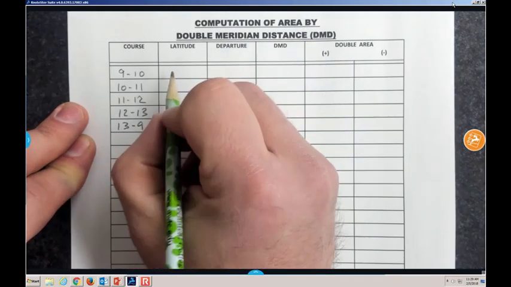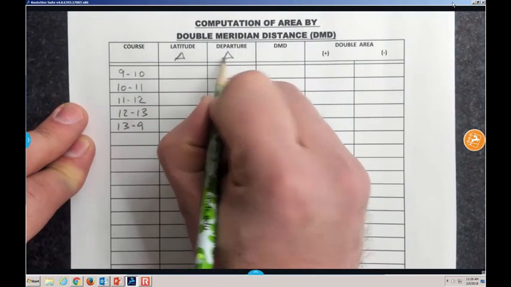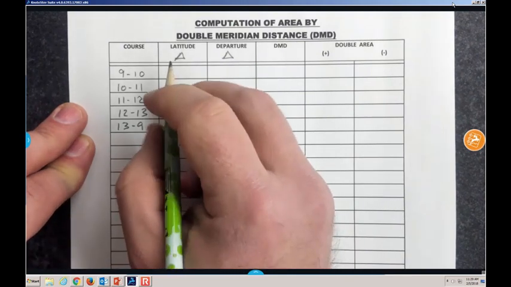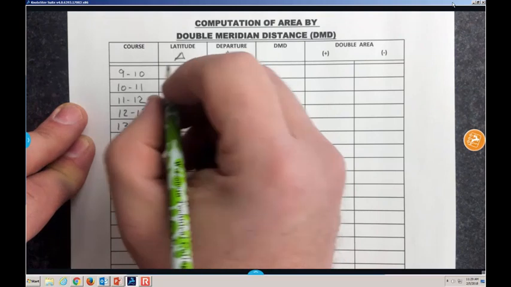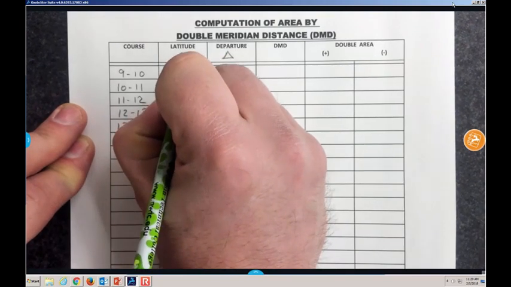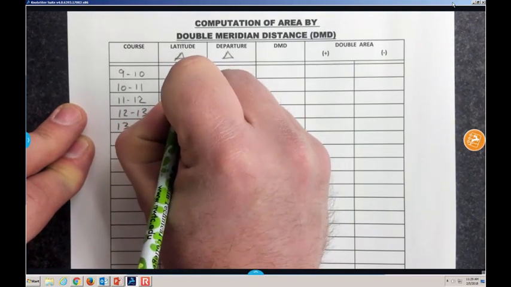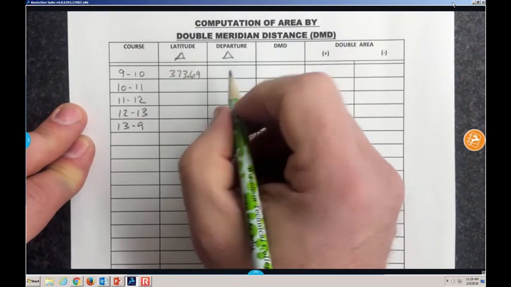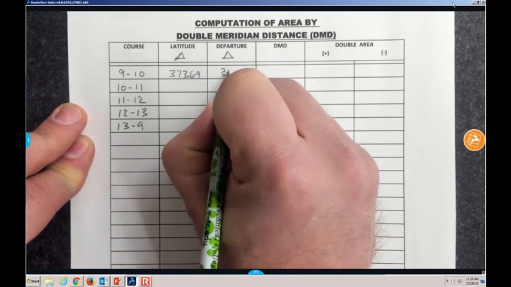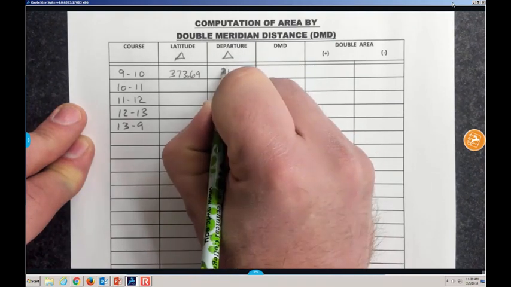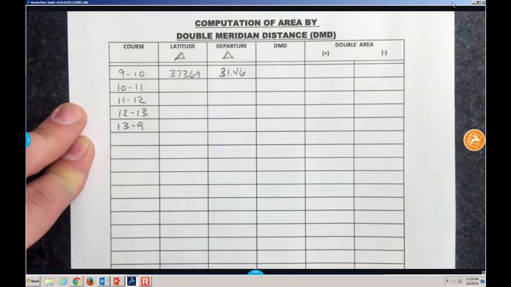So what's my change in latitude for the first one? 373.69, right? How about the change in departure? 31.46. They're both positive because we're heading in the northeast direction, right?